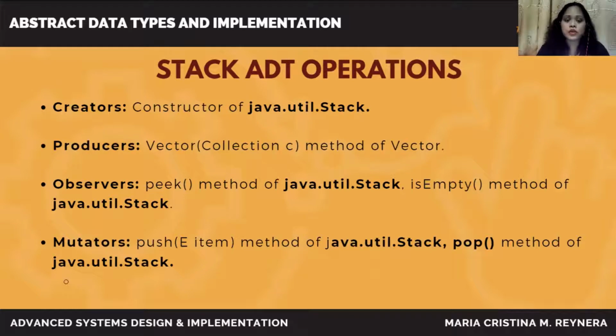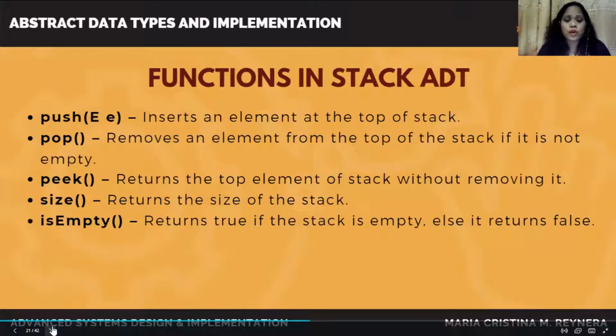Then there's another one also, what you call language processing, because the space of parameters and local variables is created internally using the stack. Compiler syntax check for matching braces is implemented by using the stack. Now, the functions in a stack abstract data type, there are some functions that we need to know. And we usually use the following: push, pop, peek, size, and is empty.